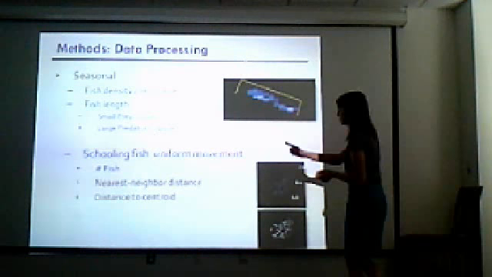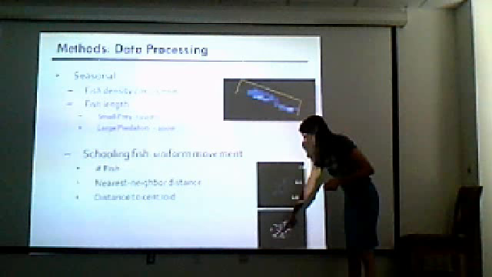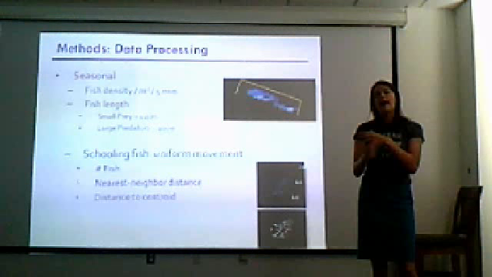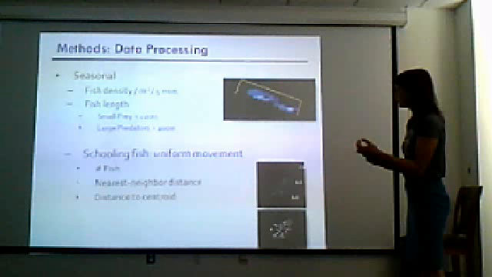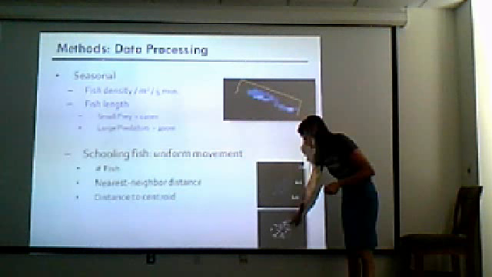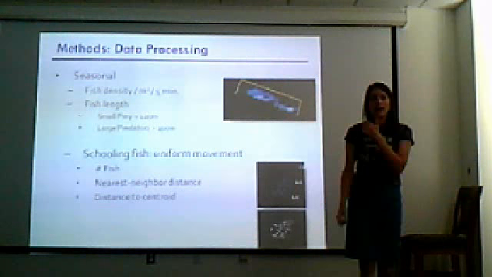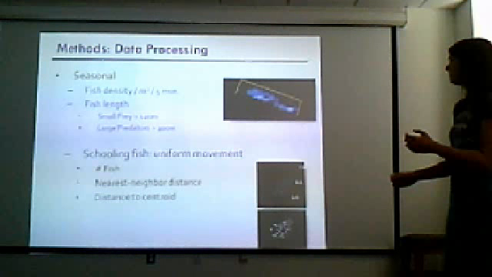Nearest neighbor distance is just the distance from each little white dot to its next nearest neighbor, averaged across all fishes in the school. And distance to centroid is the distance from each individual fish to the center, averaged across the school. You get one number for each school.